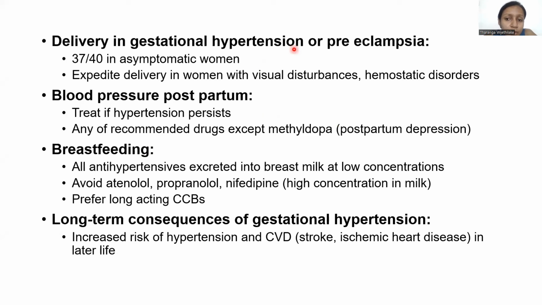Now, when do we terminate the pregnancy? Usually, it is just gestational hypertension or pre-eclampsia, not really eclampsia or severe pre-eclampsia. We try, and after 37 weeks, when the baby's lungs are matured, it's all right. You can expedite delivery when you have visual disturbance or hemostatic disorders, that is development of DIC. If you have those things, you can escalate. You can terminate pregnancy early. Otherwise, we try and drag it up to 37 and terminate beyond that. That's the decision taken by the obstetrician.